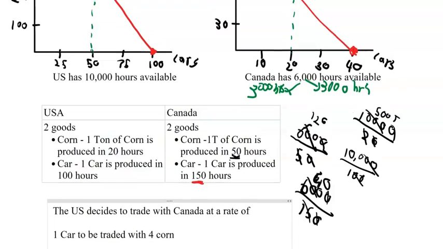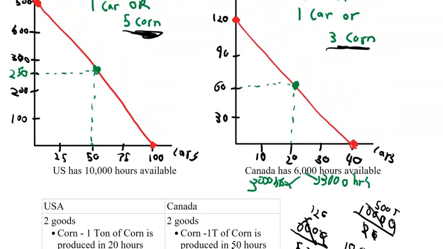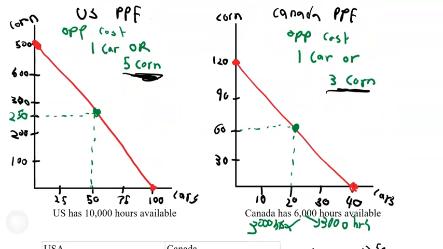So let's look at this. Initially, my production in the US was at 250 corn and 50 cars. Now I sold 40 corn to Canada. So I produced 250, but I sold 40. So now I am at this point, which is 210.